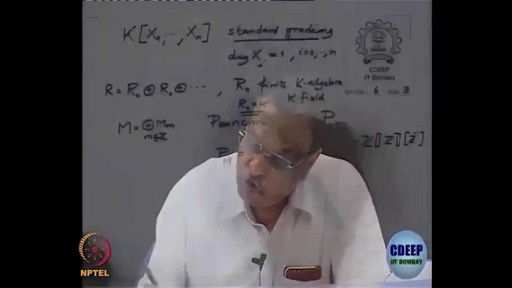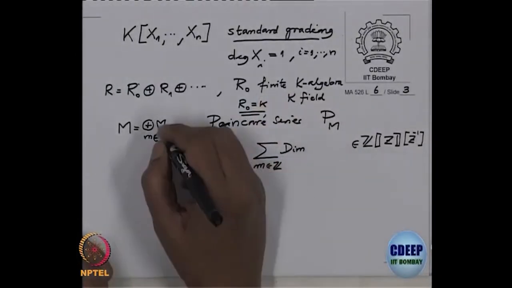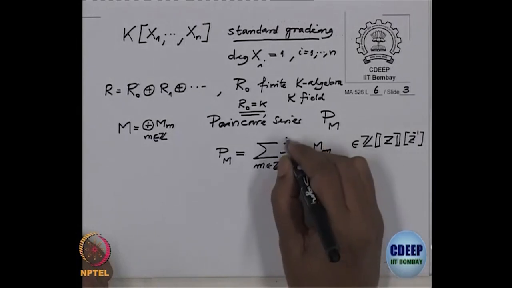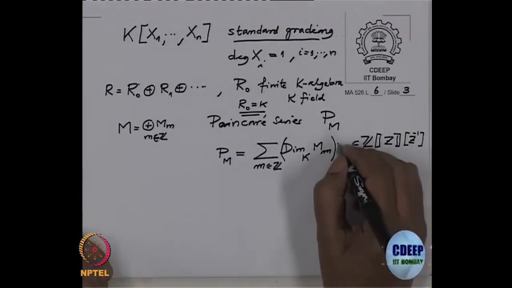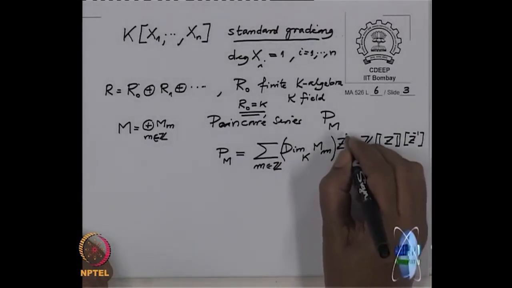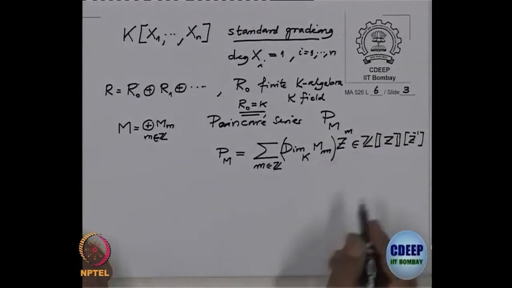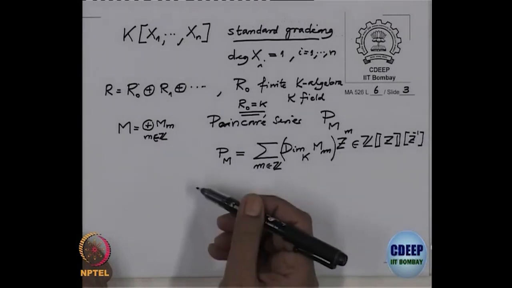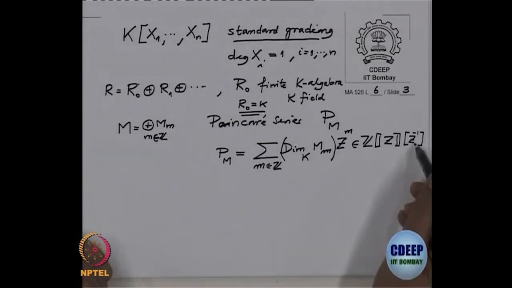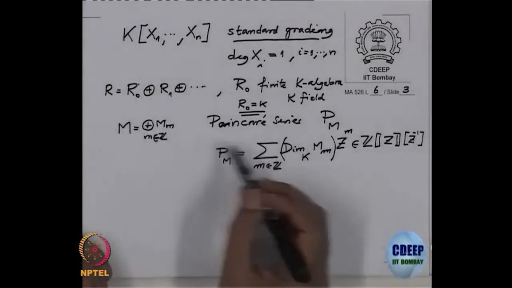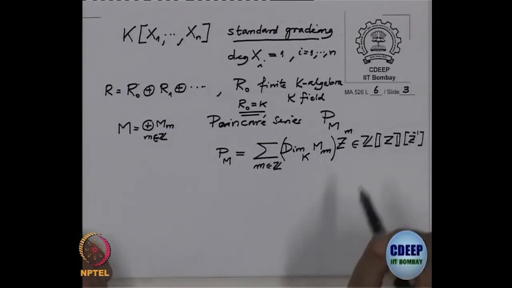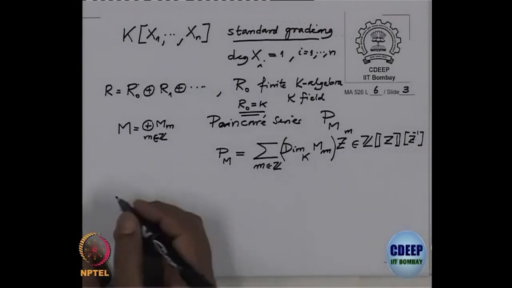I will recall Artinian rings just before I start the general case. So, if R naught is a field, then these Mm are K vector spaces. Take their dimensions; this is some integer, and it is the coefficient of Z power m. So, it is a power series in Z with integer coefficients, but remember this power series has some negative terms. And there are only finitely many of them because of our assumption that M is finitely generated. Therefore, it is a Laurent polynomial in Z. Okay.